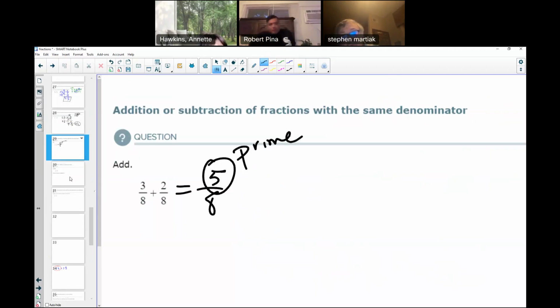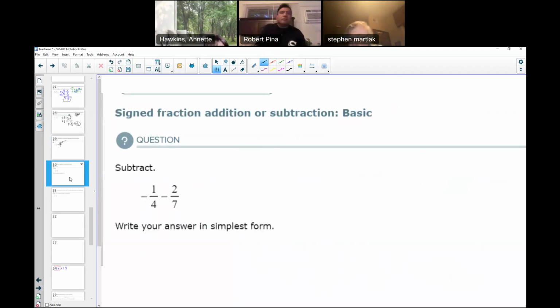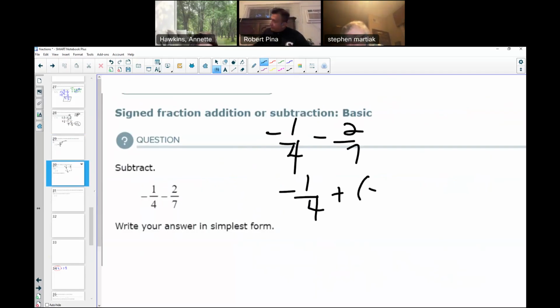All right, let's do one last one. Now here we have negatives. So this is negative 1/4 subtract 2/7. So this will help: negative 1/4 plus negative 2/7. We need to find a common denominator.